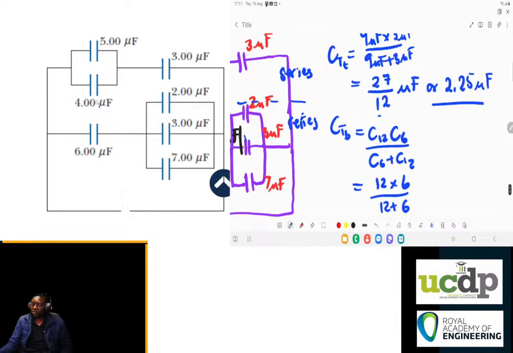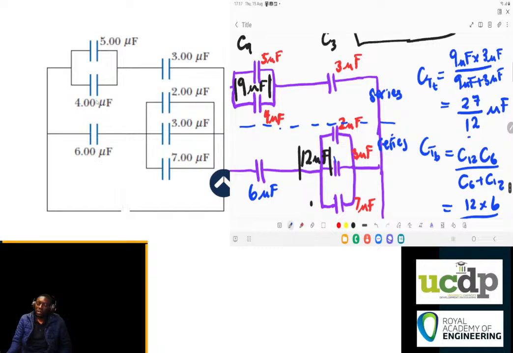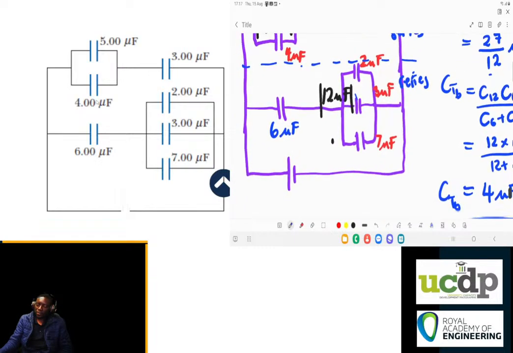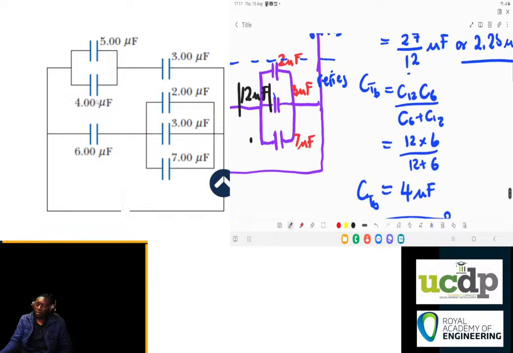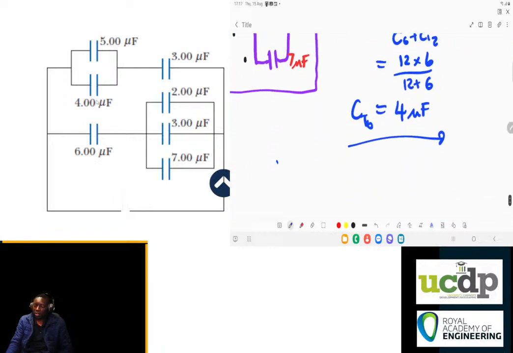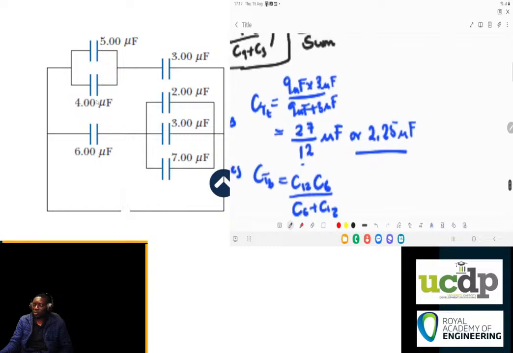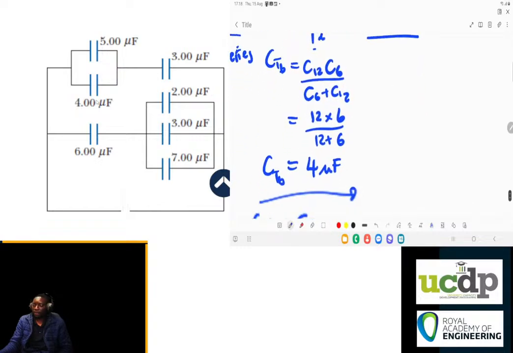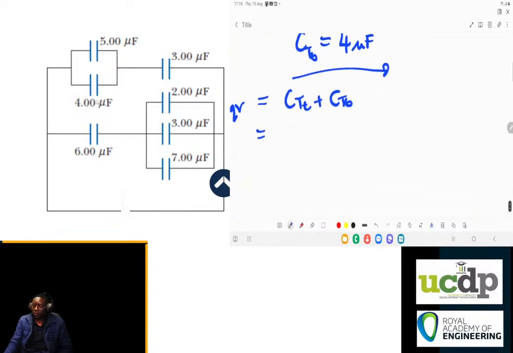So with those two values, what do we do? Are they in series or in parallel? They are in parallel. So what is our total equivalent capacitance if they're in parallel? This one you can simply add them. It's 4 plus 2.25. The 2.25 microfarads at the top plus the one at the bottom, 4 microfarads. That should give us 6.25 microfarads.